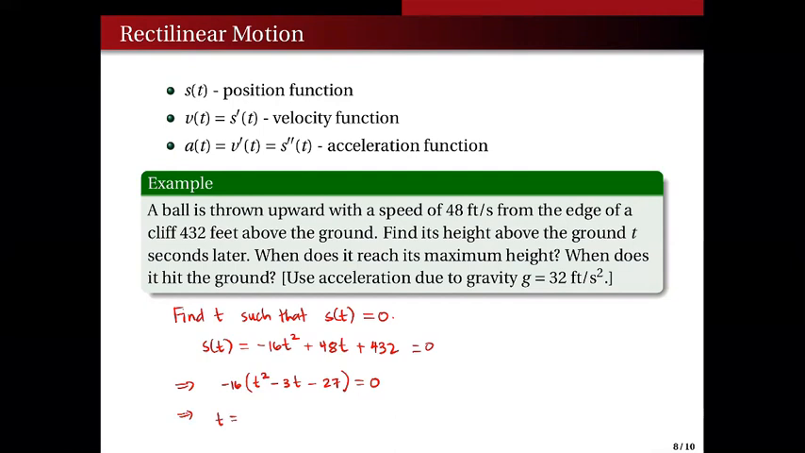So t equals negative b, that's 3, plus minus square root of b squared, so negative 3 squared, minus 4 times 1 times negative 27, all over 2a. So this is equal to 3 plus and minus square root of 9 plus 4 times 27, 108, all over 2. So 108 plus 9, that's 117. So this is equal to 3 plus and minus square root of 117 over 2. And then let us estimate this. The square root of 117 is approximately 10.81.